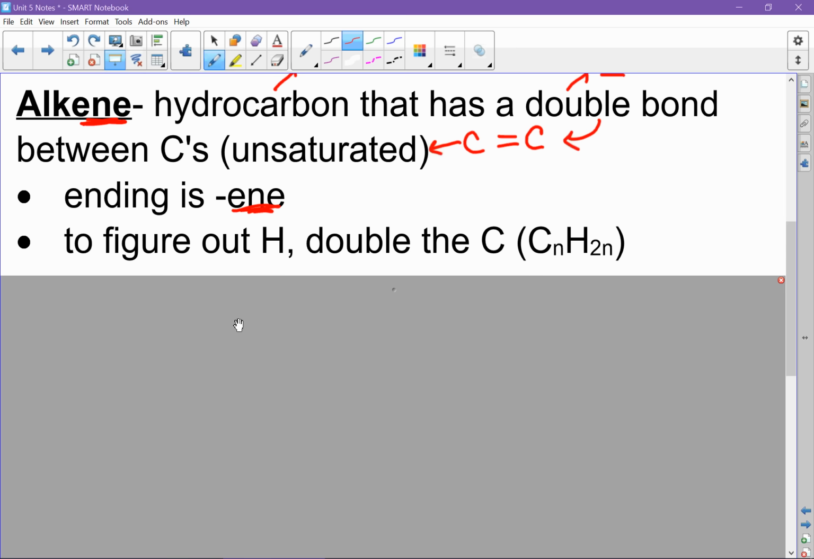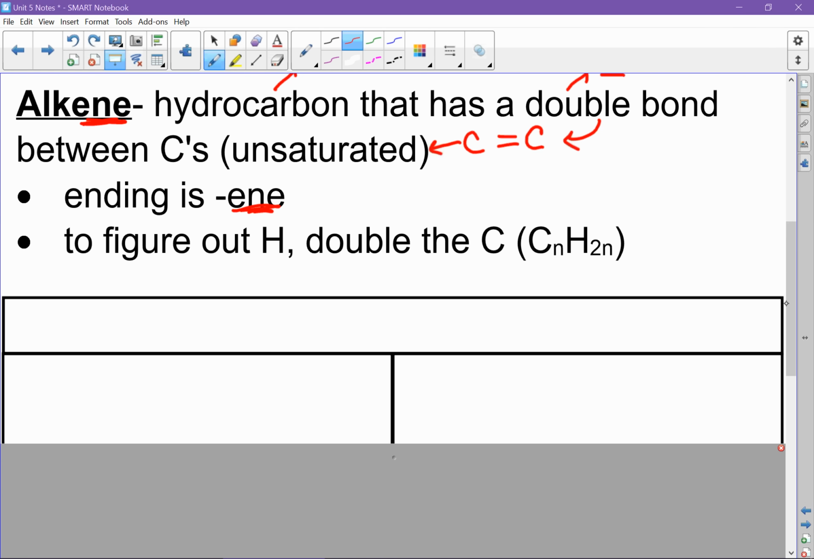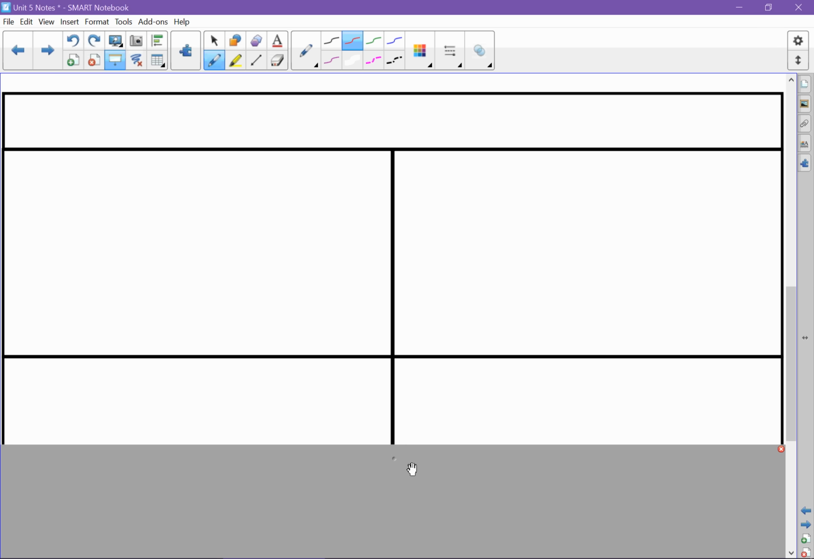And in order to figure out the hydrogens there, it's a little bit different. You're just going to double the carbons. So do not times 2 plus 2, just double it. So let's do some practice here. Let's see if we can come up with some of these names with our prefixes.